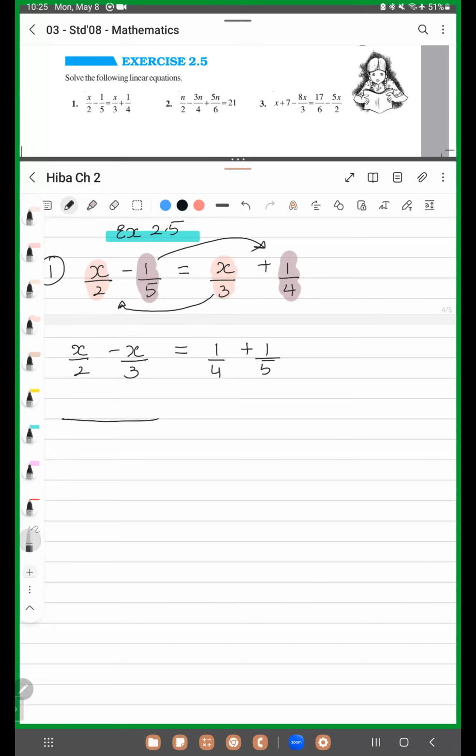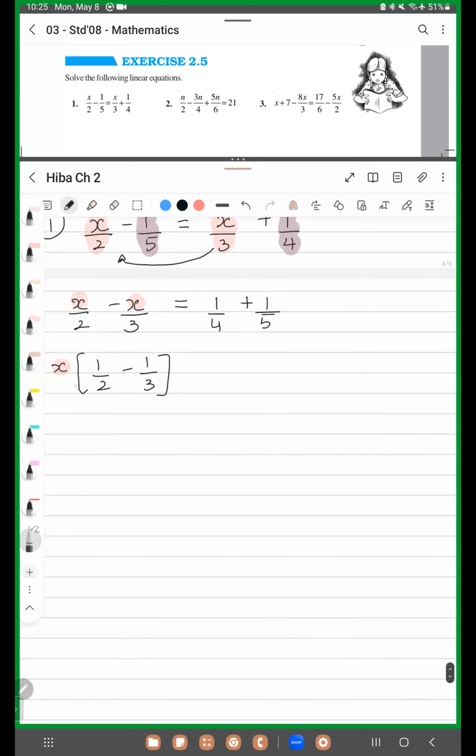Now x by 2 minus x by 3. There are two ways of doing this. Either you can take x common and say 1 by 2 minus 1 by 3. Or the other way is you simply do the LCM of 2 and 3. Why are you bringing x to the other side? I'm not bringing it to the other side. I'm taking it common from these. I'm telling you that there are two ways of doing this.